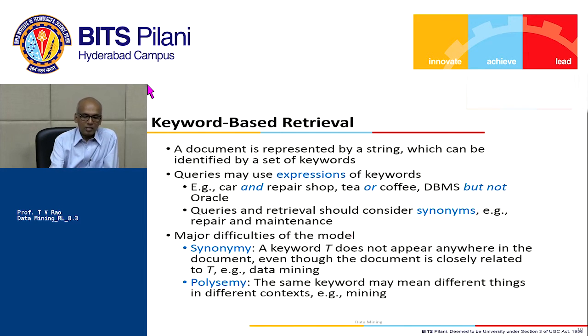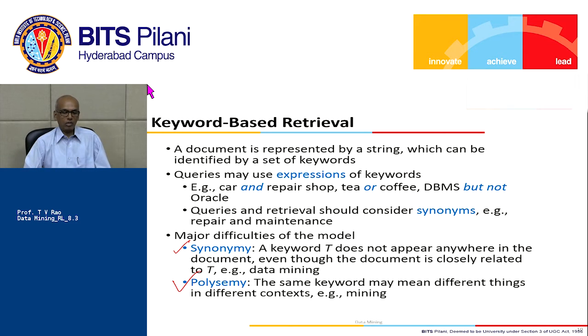Some of the challenges with this approach are a couple of things. One is synonymy and the other is polysemy. Sometimes we have a document that is representing a specific topic, for example data mining, but the word mining itself may not appear anywhere. It may say that this document is all about association rules.